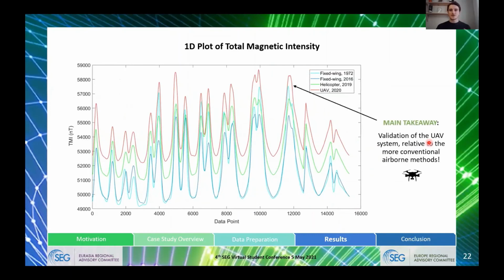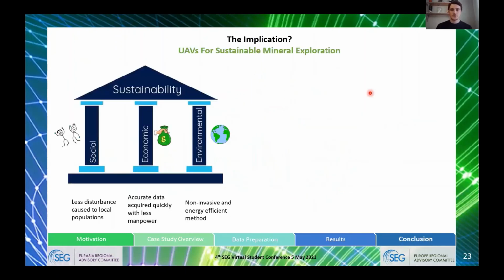And it's this replication of the magnetic signal that is the main takeaway from this study, because its comparable performance completely validates this novel and innovative approach relative to the more conventional and trusted airborne methods. But what exactly are the future implications to this validation? Well, we can now start to recognize the use of UAVs as a viable approach for mineral exploration, which also has the added value of sustainability, which is a crucial enabler within this current context of NIMBYism and other socio-environmental hurdles that the mining industry has to overcome.